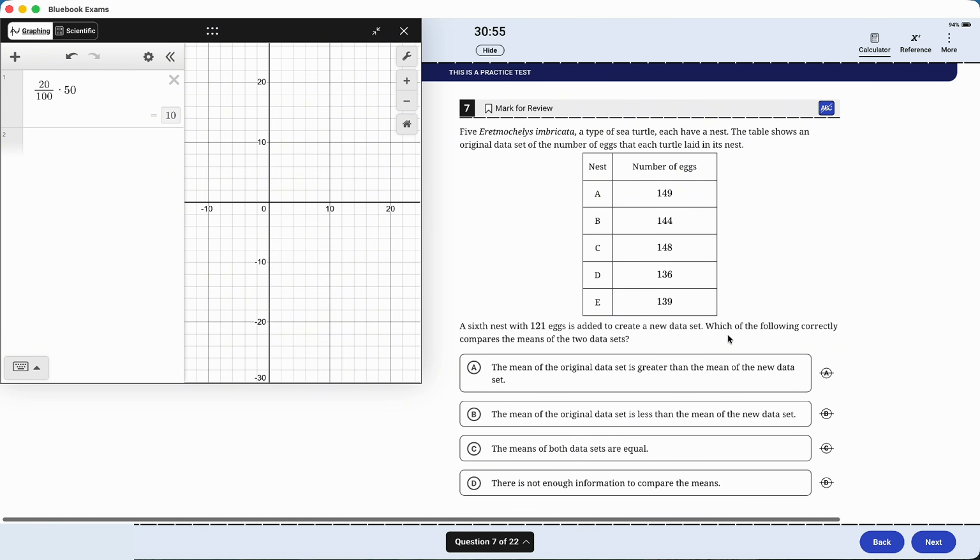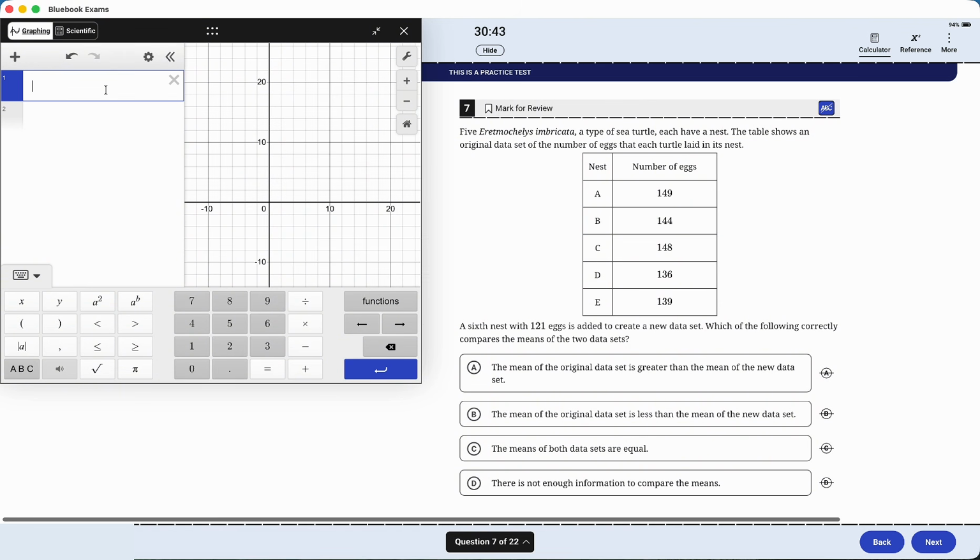Number 7, we got some data here, 5 different nests, 5 different numbers of eggs. It says a 6th nest with 121 eggs is added to create a new data set. Which of the following correctly compares the means of the 2 data sets? So this is something you can do in Desmos, right? You can answer this without using Desmos, and I'll explain how. But for those that don't know, this is a good thing to know.